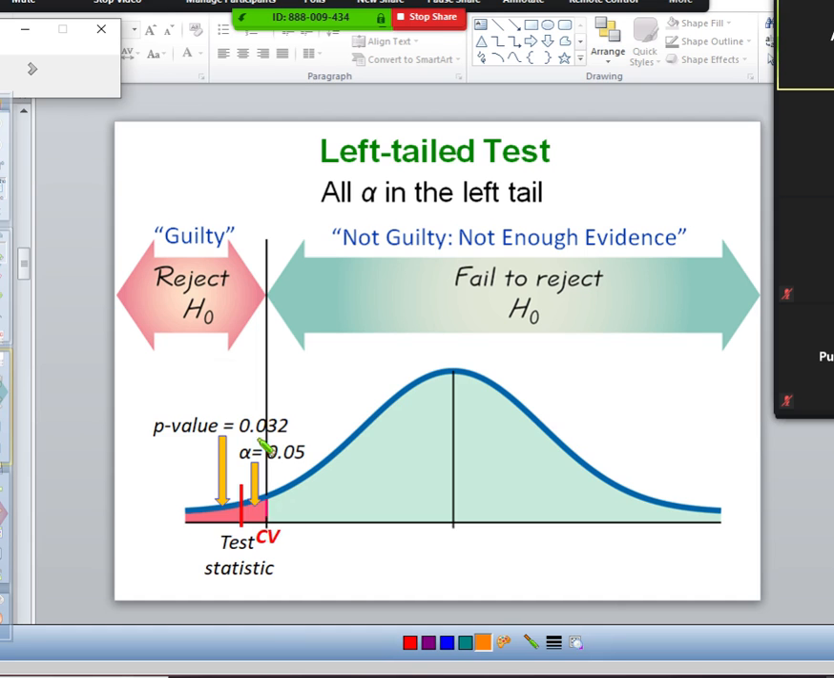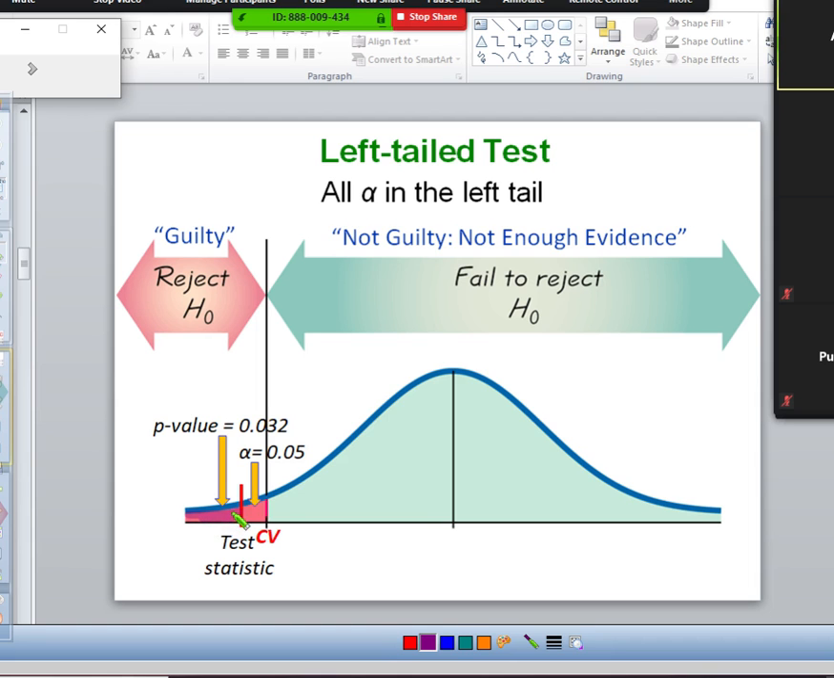And here's the rejection region, the guilty region. Here's the non-guilty region. If you're beyond this critical value, then you're going to be unusual. Here's my test stat, it's unusual. Why is it? Because if we look at the p-value, the probability of this, its p-value is this little area here.